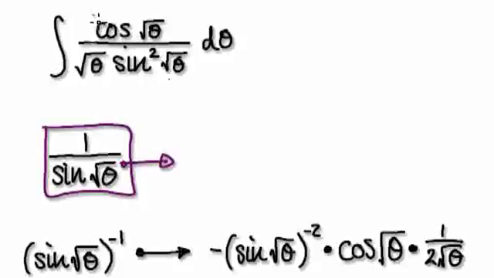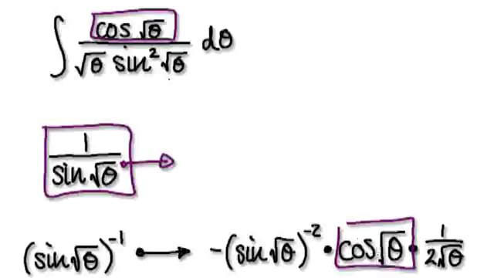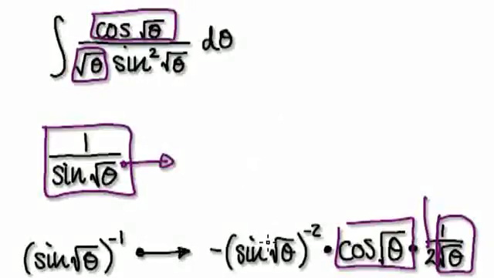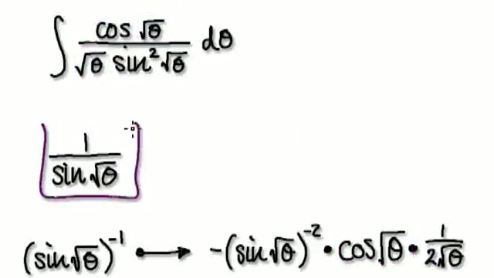But if you look at this thing here, later on you can see it pairs up. This will pair up with this, and this here will pair up with this later on. I know there's a 2 there, but we can make the adjustment later on. And then this bit here is really 1 over sine squared of root theta. You see, the hard part is in spotting this, so you might have to stare at this for a while.